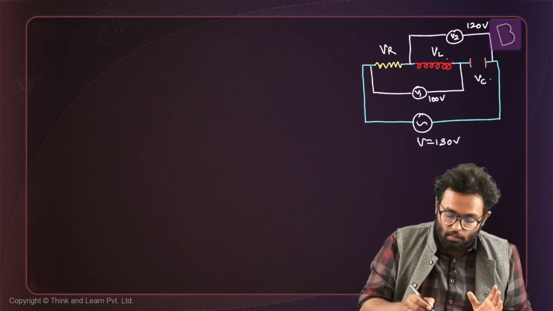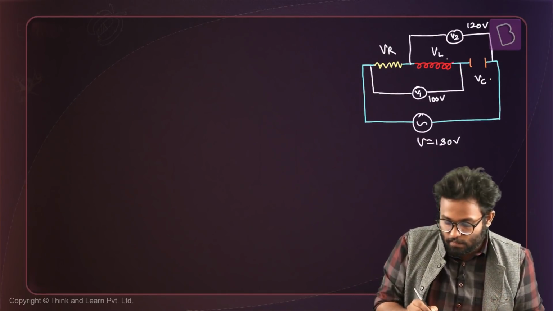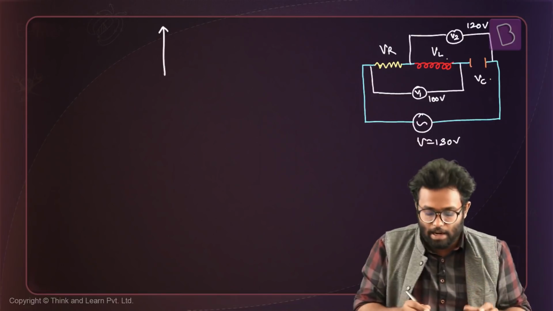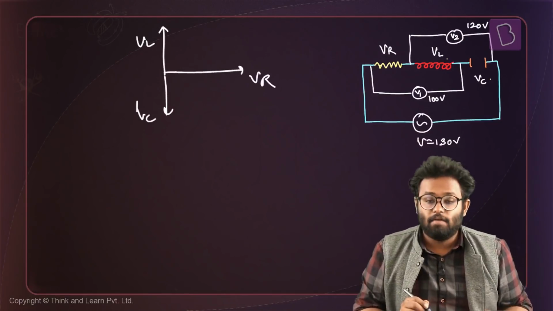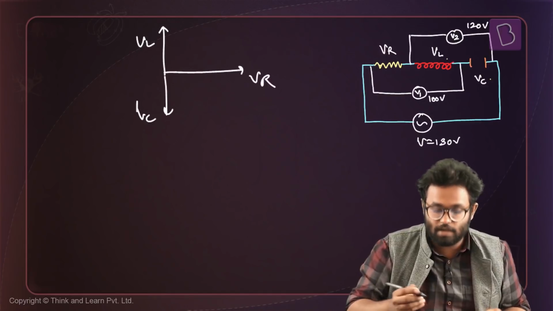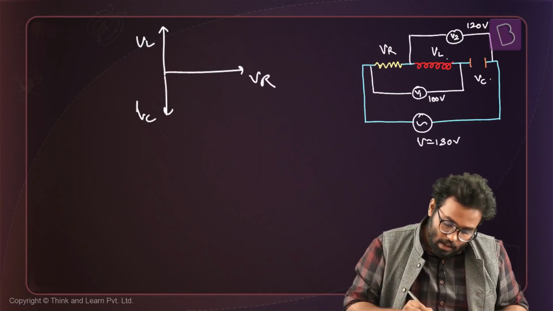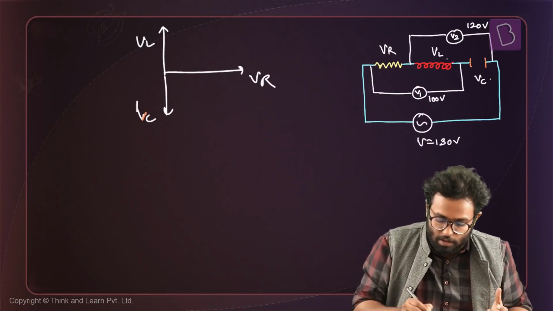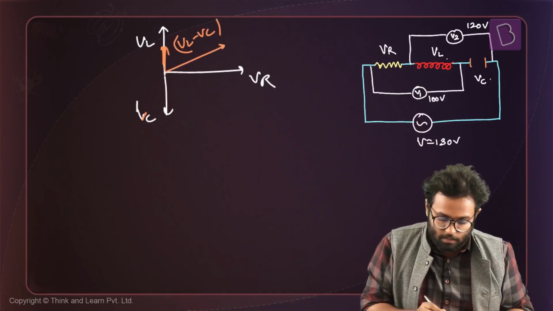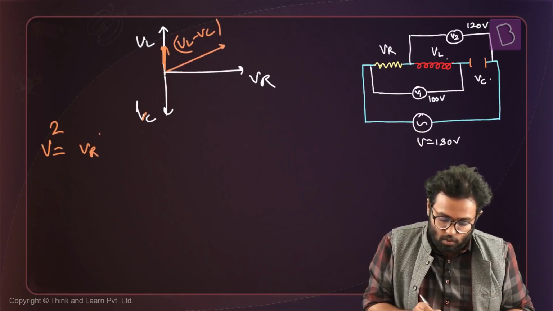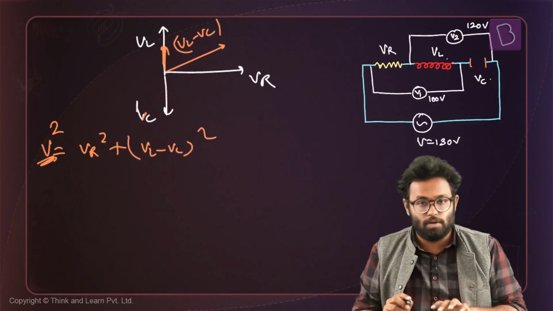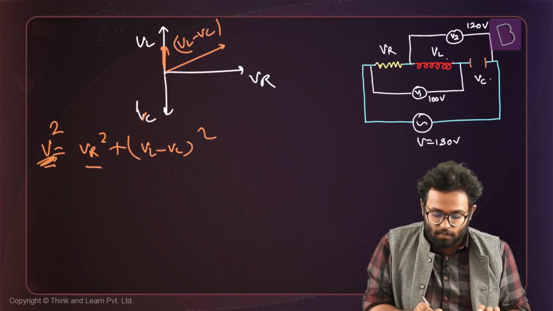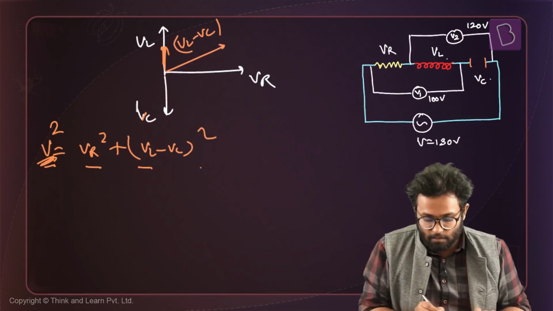Let's say this is your voltage across the inductor, VL, this is VC, and this is VR. I don't know whether VL is more than VC, so let's say that VL is more than VC. You get a resultant VL minus VC, and this is your VR. The net voltage squared will be VR squared plus VL minus VC whole squared, and this is the V which is given to us. So I cannot write V is equal to VR plus VL plus VC. I have to use this equation.